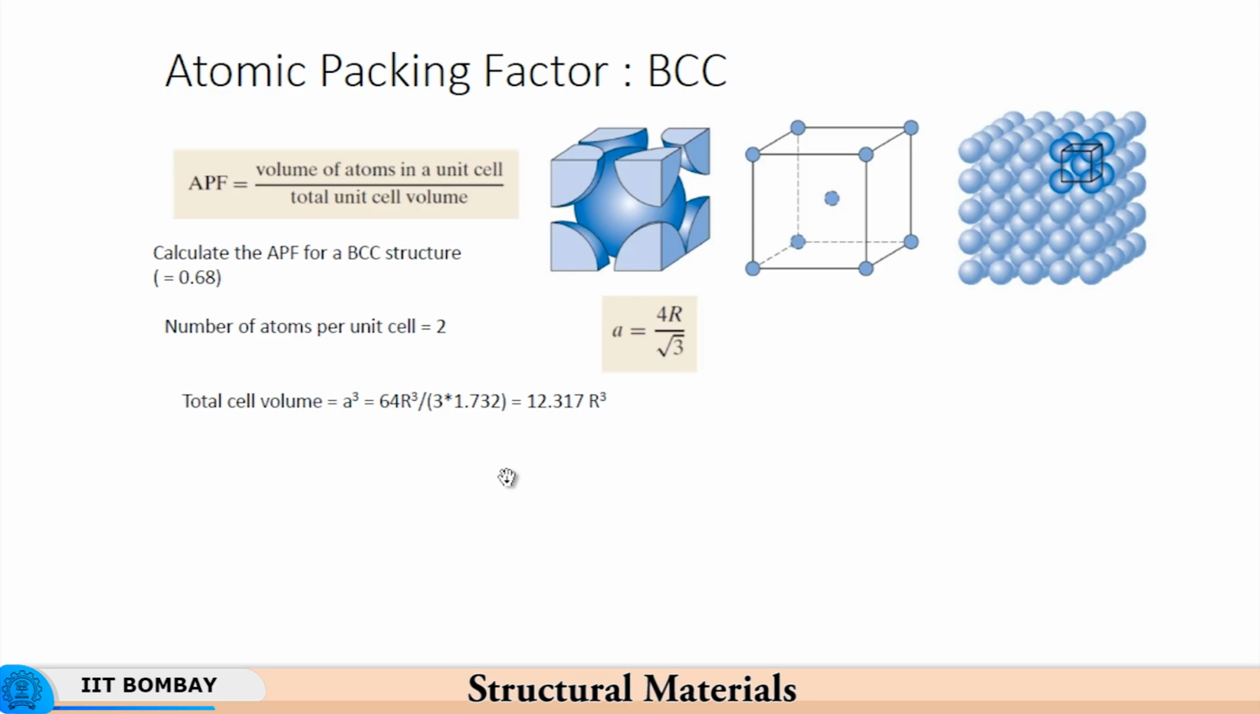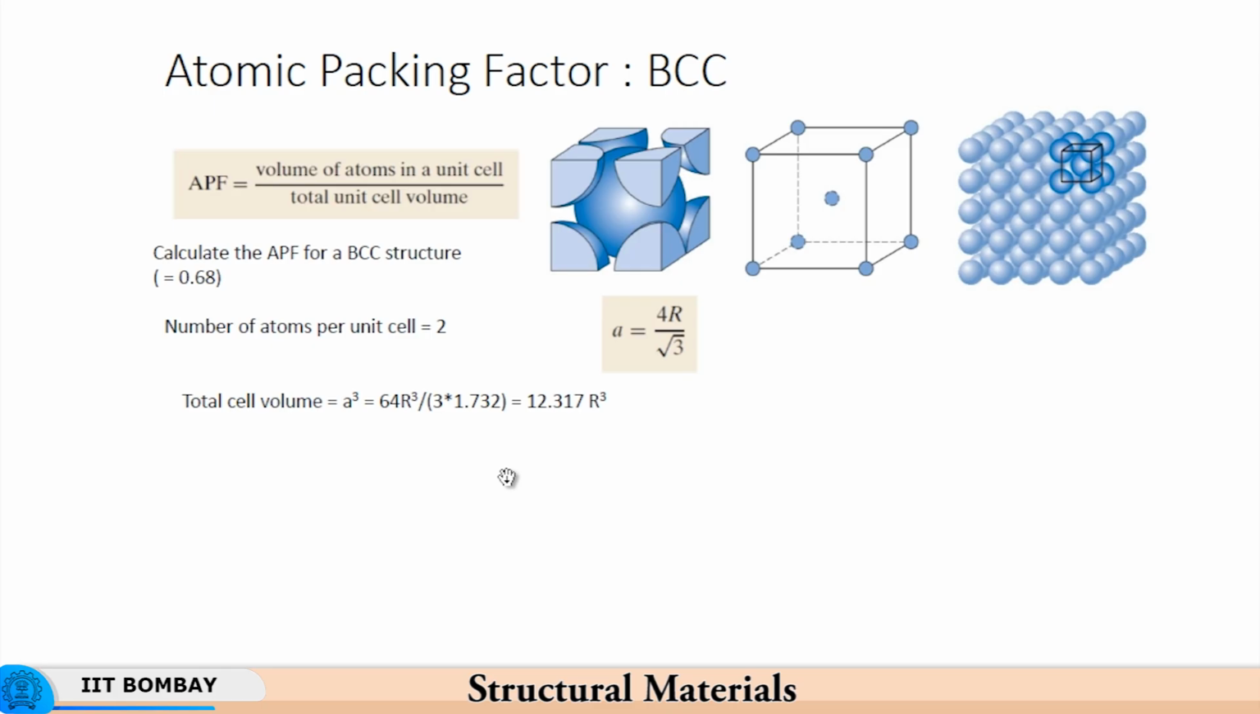Atomic packing factor of 0.68 is for BCC. Now, calculation of this a, that is the lattice parameter, is slightly tricky. Tricky means not as simple as in case of FCC. There is a slight difference in the sense that the diagonal, which is the simple addition of the radii of these atoms, is not the face diagonal, but it's now the diagonal of the cube.